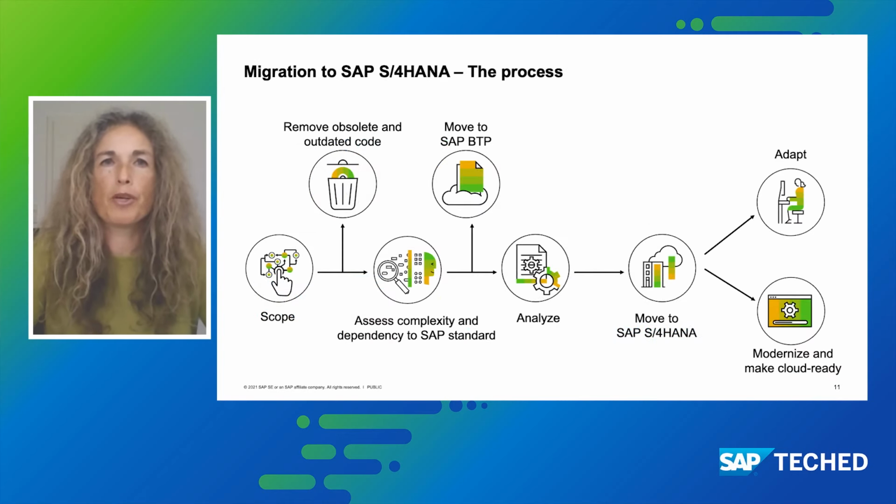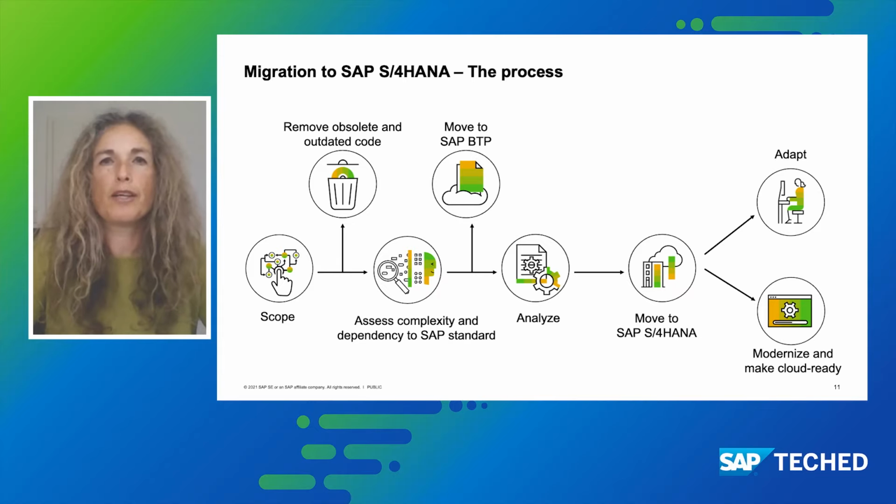This is how the custom code migration process to SAP S/4HANA looks. You begin with the scoping to determine which custom code will go to SAP S/4HANA. Using the uploaded usage data, you can decide which custom code you can remove from the system because it's outdated and obsolete. Also, by using different complexity and dependency dashboards, you can identify which custom code developments may be good candidates for moving to SAP Business Technology Platform.